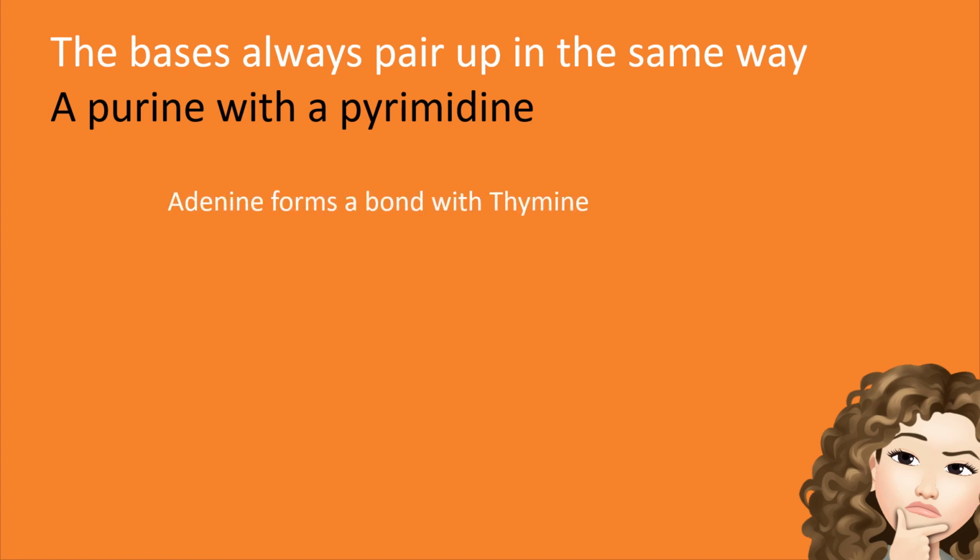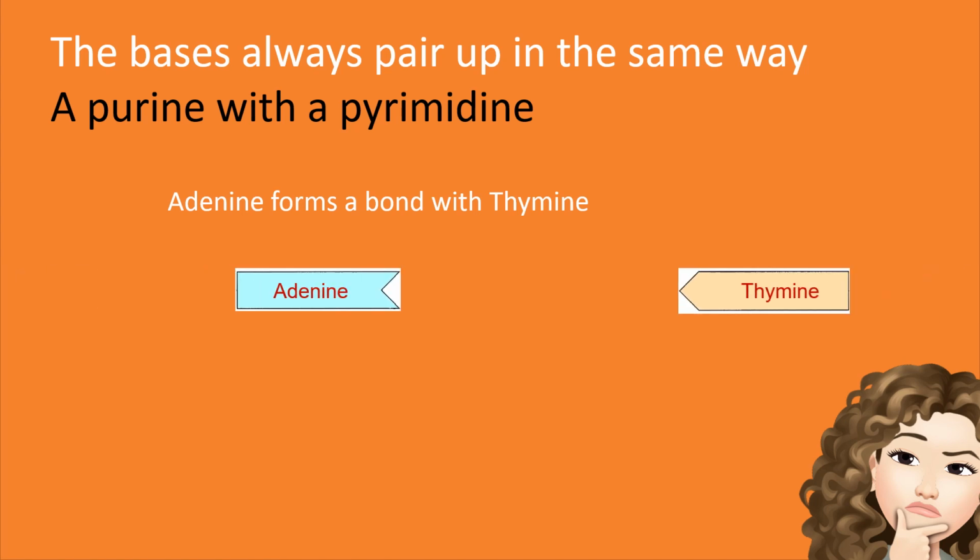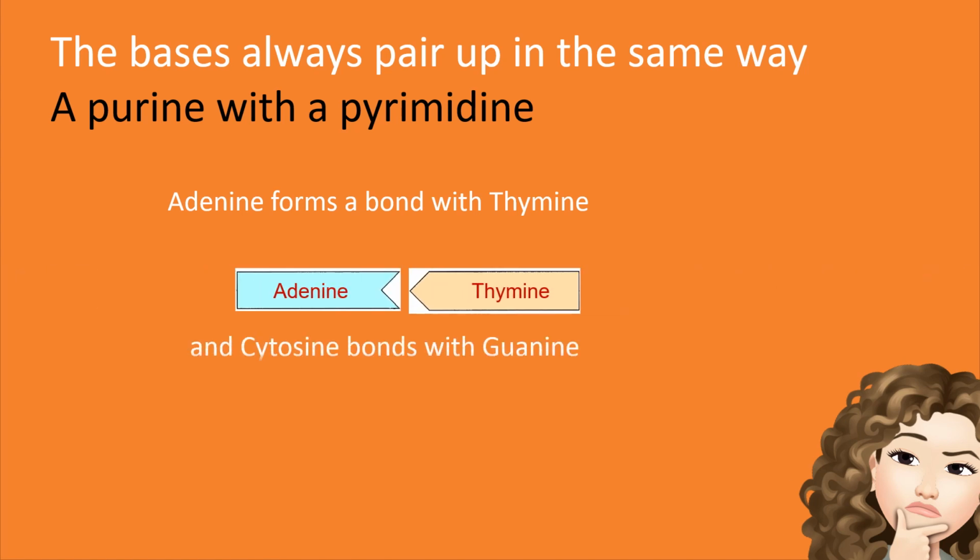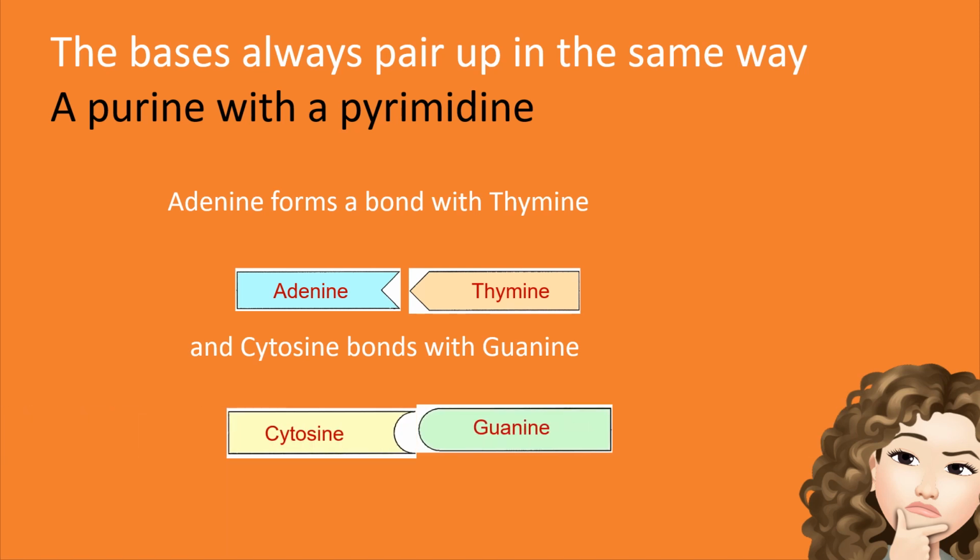These nitrogenous bases always pair up in the same way. It's always a purine and a pyrimidine, never two purines or two pyrimidines. So it's a purine and a pyrimidine so that we can lessen the steric effect or the bulkiness between the bonding of the molecules. So it's always adenine with a thymine or a uracil and a cytosine with guanine.